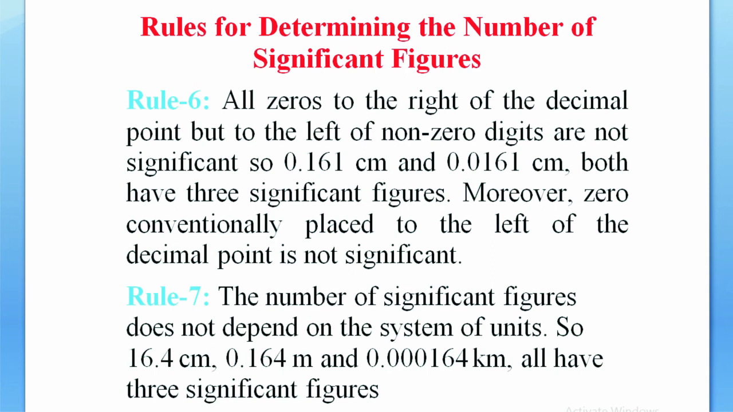Last point, the seventh point, the number of significant figures does not depend on the system of unit. It means if you convert from one unit to another unit, the number of significant figures will not change. So 16.4 centimeter and 0.164 meter and 0.000164 kilometer all have three significant figures.